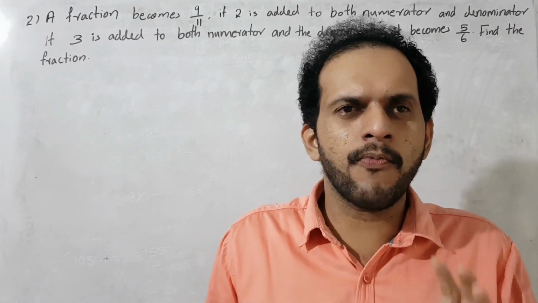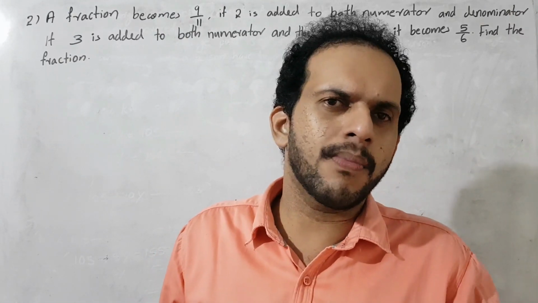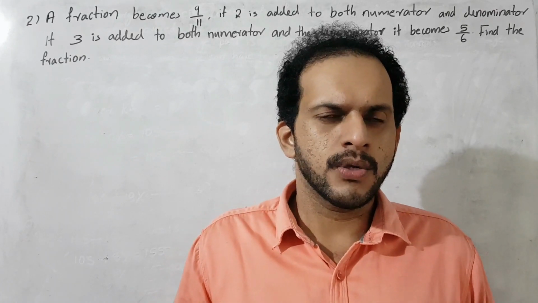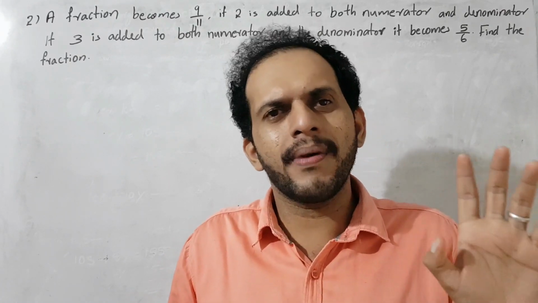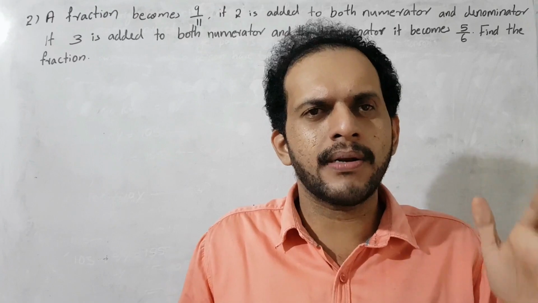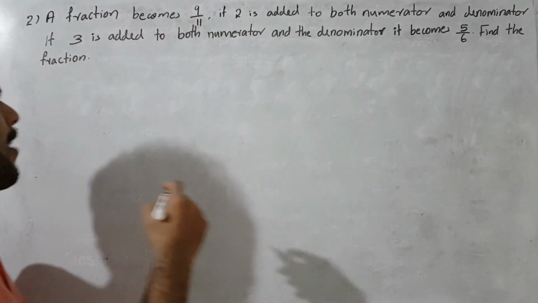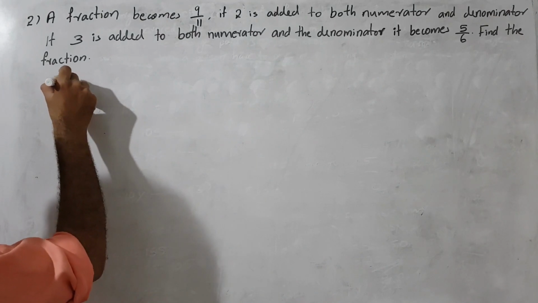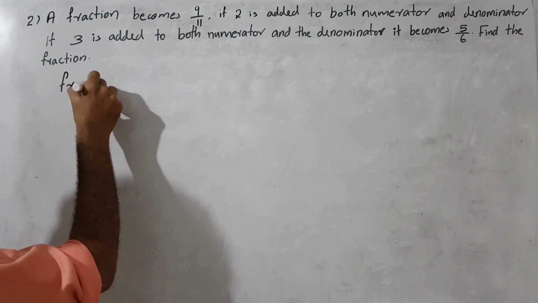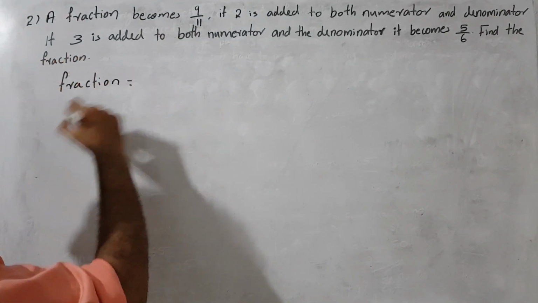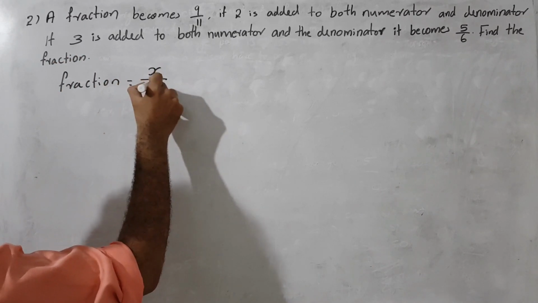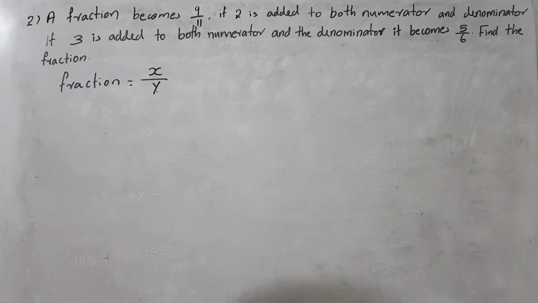In a fraction, we have two parts, numerator and denominator. So here we choose the numerator as x and the denominator as y. So we directly choose the fraction like this. What is the fraction? That is the question, so we start from there. The fraction is equal to x by y.